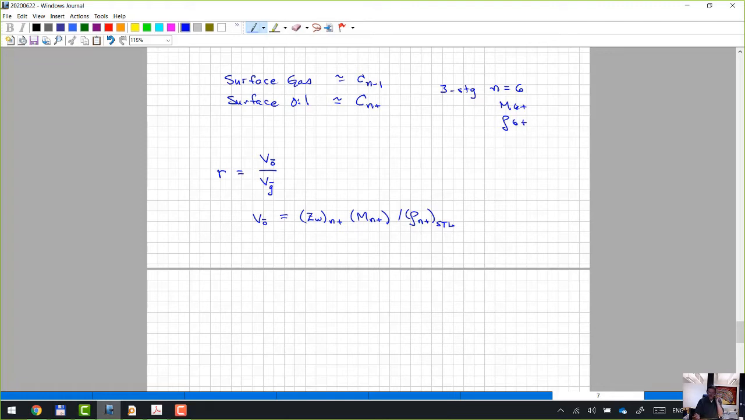And then the volume of gas would just be, now the moles of gas, the moles that become gas, is just 1 minus the well stream amount of Cn plus, right? So that's the number of moles that become surface gas times this 379, depending what unit you're going to use. That's 379 for pounds, or standard cubic feet per pound mole.